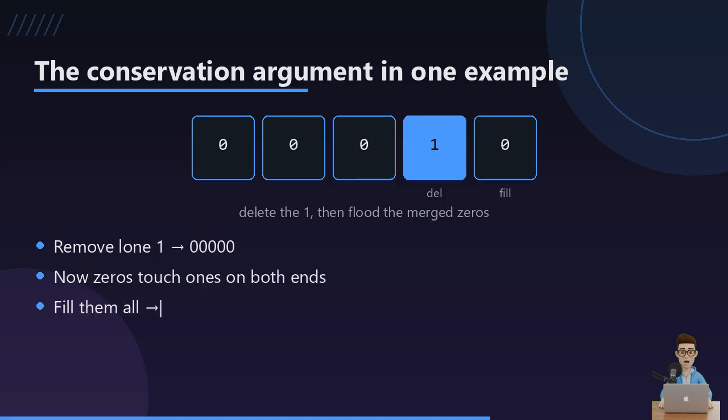0, 0, 0, 1, delete the interior 1. The strip is now all zeros bounded by ones on both ends, flipped to ones when filled. The deleted one is what makes both neighboring gaps fillable simultaneously. That adjacency is the entire constraint on which gaps you are allowed to claim.